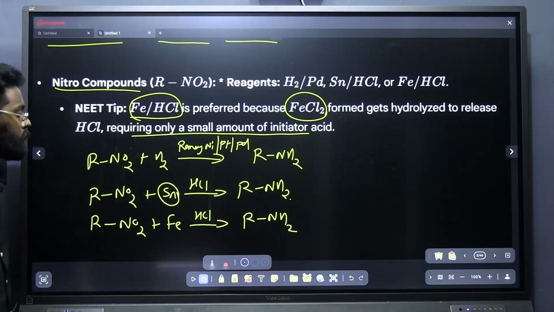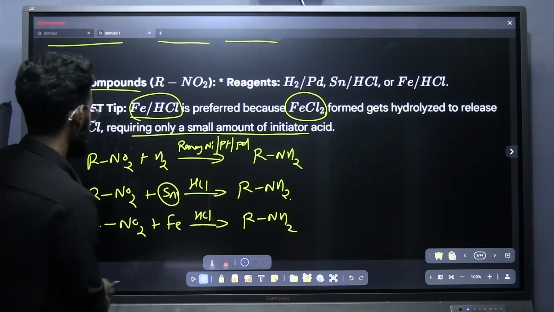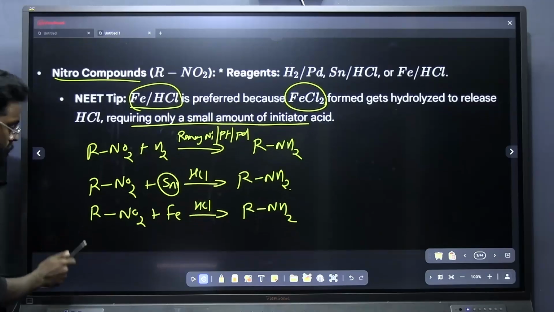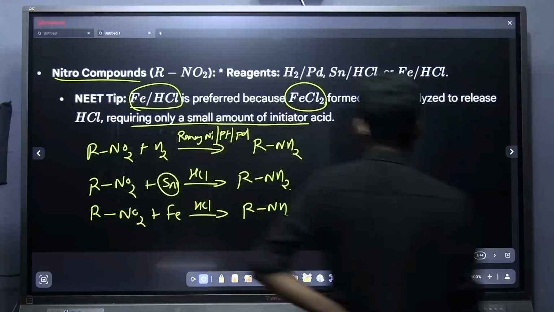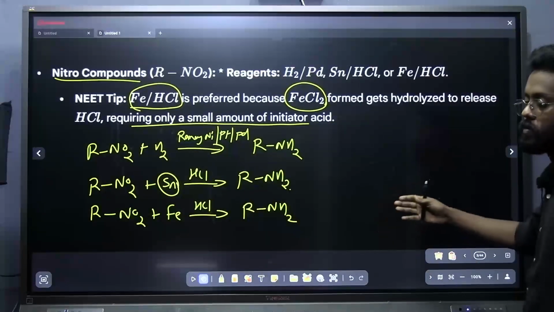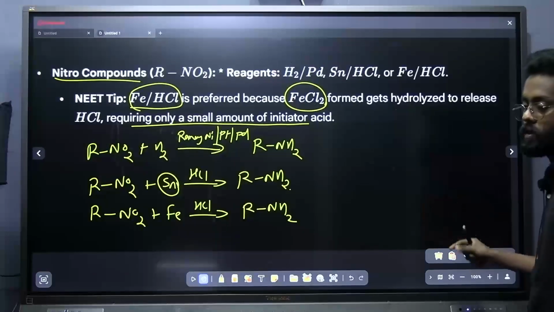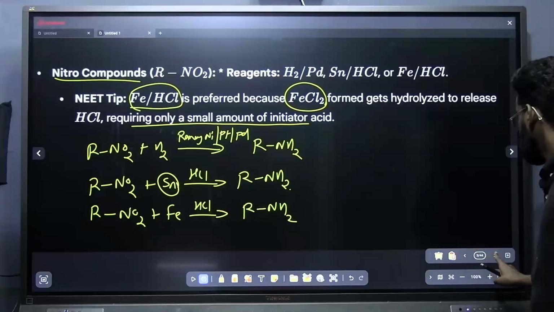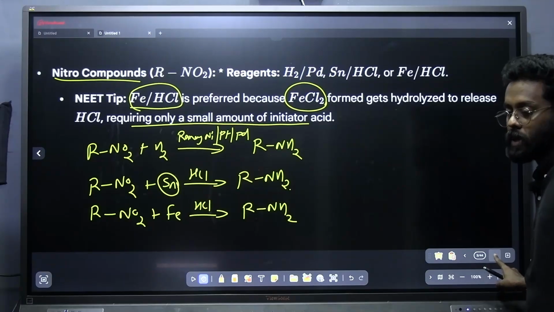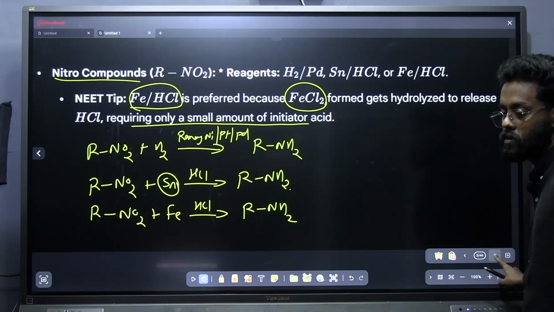Now we can move into the nitriles. For nitriles, how can we prepare? Are you done? Have you taken the note of it? Three important ones, how we can prepare amines. Okay, now we will be moving into the nitriles. From nitriles, how can we prepare? Shall I move, students? Have you noted everything?